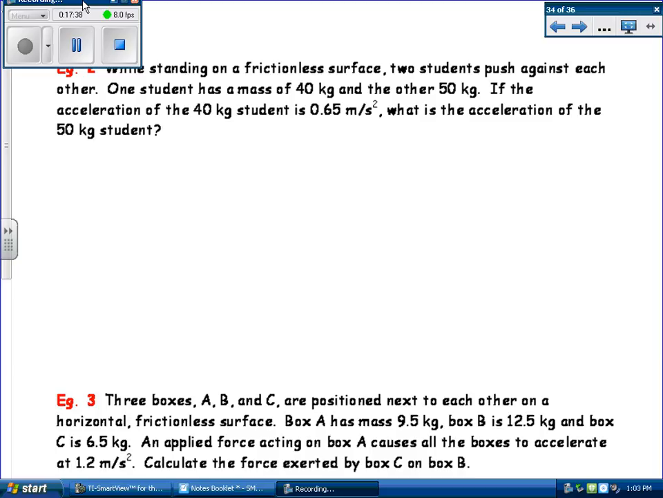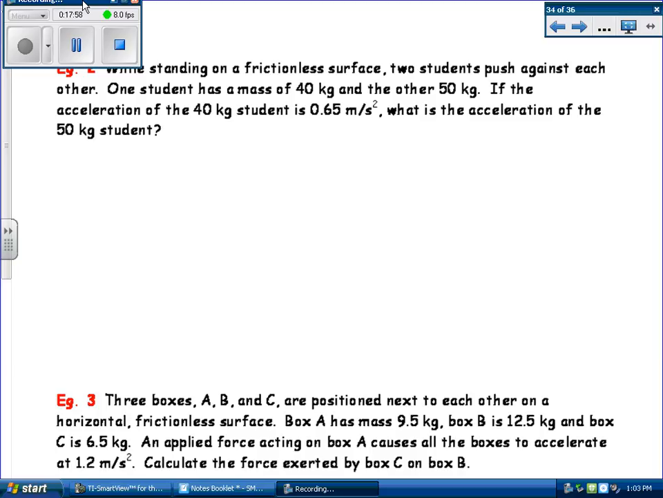So while standing on a frictionless surface, two students push against each other. One student has a mass of 40 kilograms and the other 50 kilograms. If the acceleration of the 40 kilogram student is 0.65 meters per second squared, what is the acceleration of the 50 kilogram student? So now normally we would take a situation like this and we would look at the objects separately.